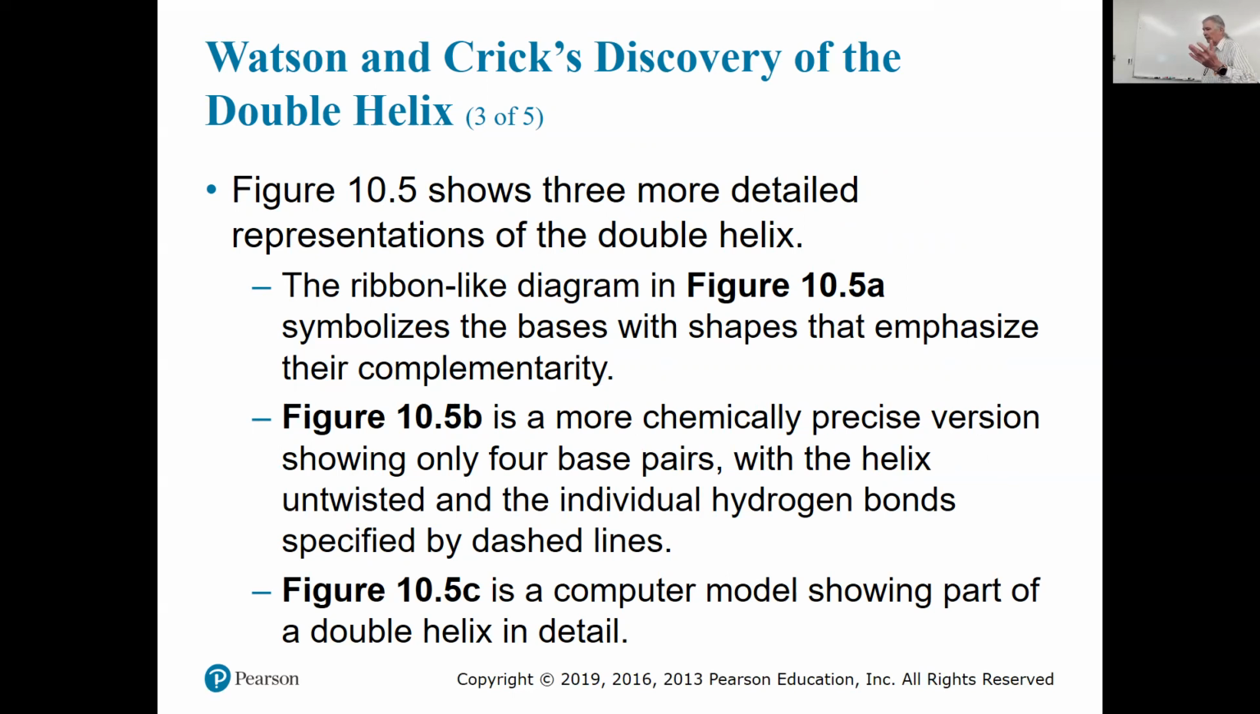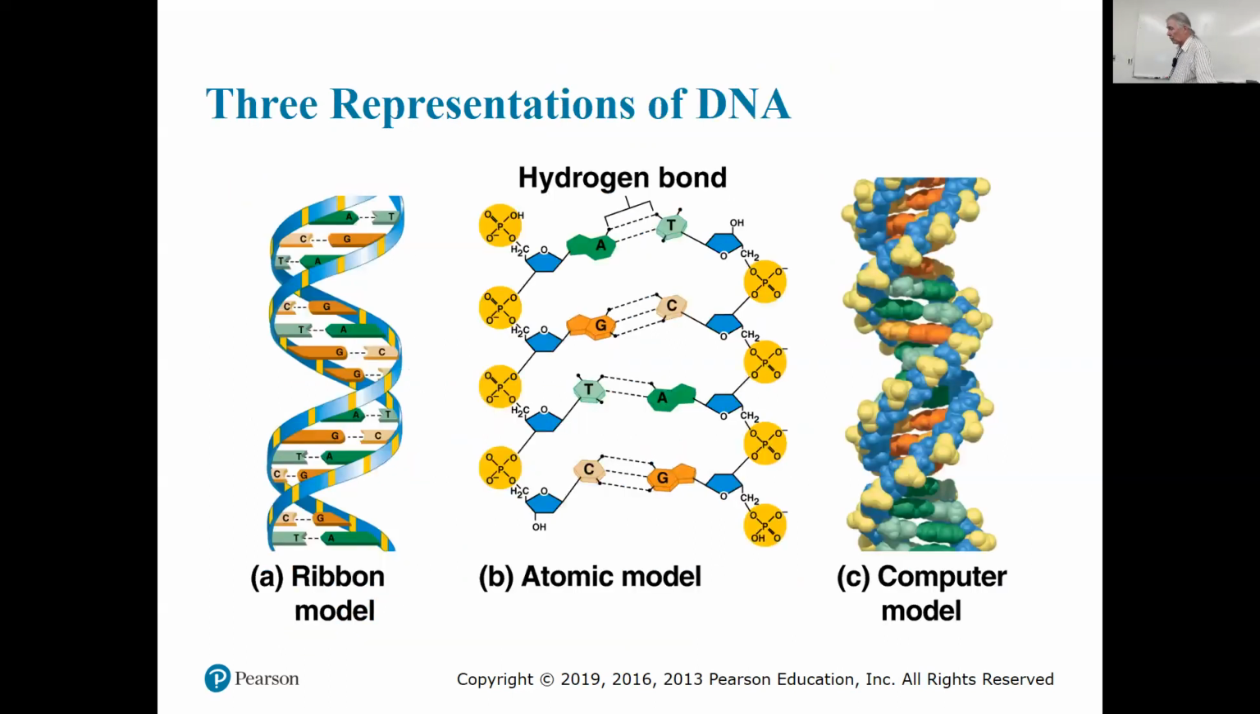So we're going to look at detailed representations of the double helix in these figures coming up here. There's the ribbon model, the atomic model, the computer model. In the ribbon model and atomic model, you can see the base pairing rules. A binds with T with 2 hydrogen bonds. G binds with C with 3 hydrogen bonds. Those are called the base pairing rules, or also Chargaff's rules, because Dr. Chargaff actually figured it out.